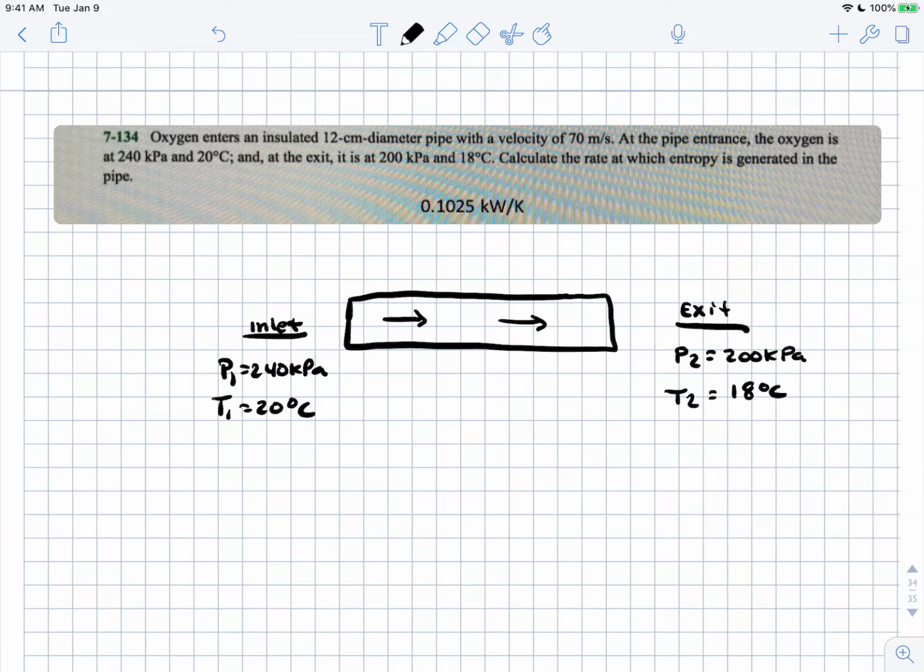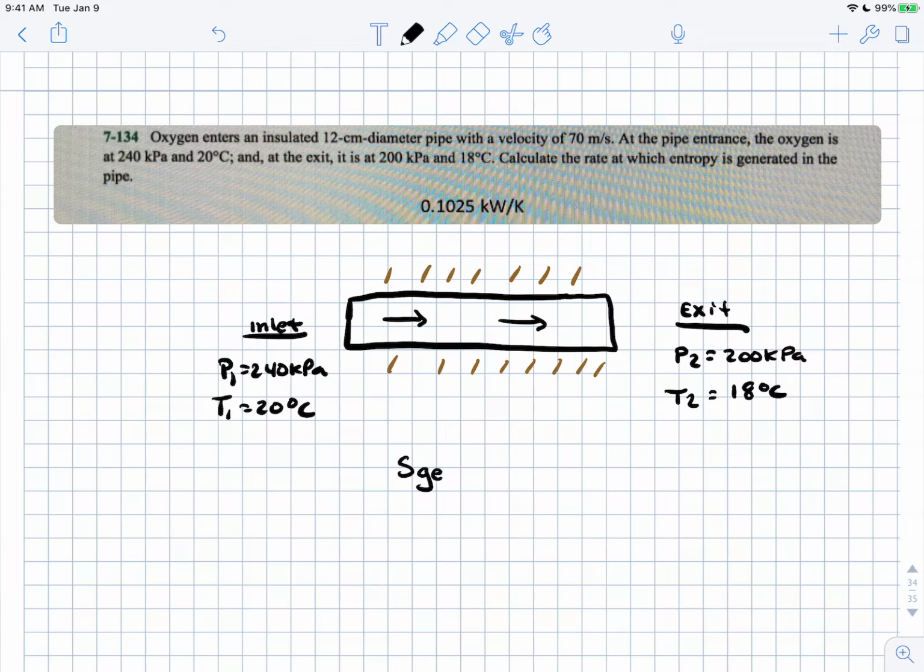If we look at the fluid that we're dealing with, oxygen, and if you browse through the tables that you're provided with in the textbook, you will see that, unfortunately, we don't have the thermodynamic tables for oxygen. However, we do have some relationships that will help us to approximate the change in entropy of oxygen in this system. And remember, this is an insulated pipe. So we don't have entropy transfer to the surroundings.